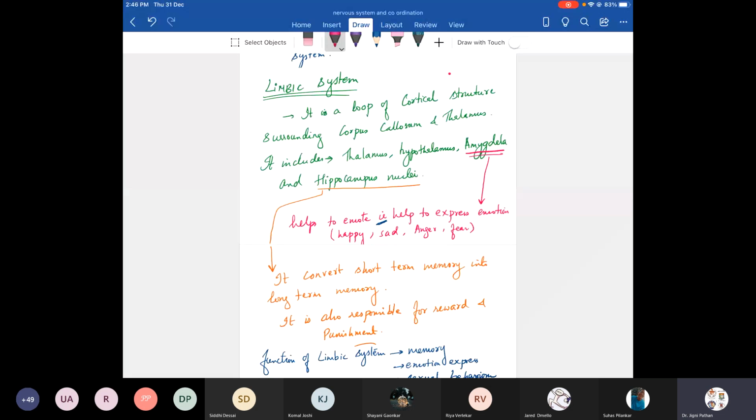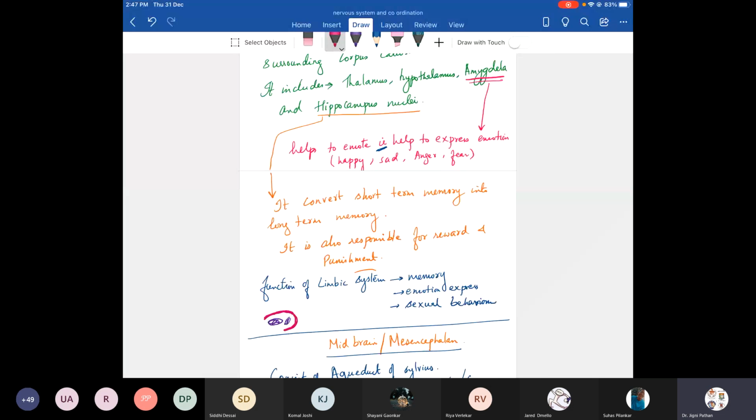What does amygdala do? It helps to emote. Emote means to express your emotion, whether you are happy, sad, angry, or fearful. Whatever kind of emotion you are expressing is due to the amygdala. Next, what does the hippocampus do? It converts short-term memory into long-term memory. For example, if some incident happened in childhood, you still remember that incident once you're an adult. That is converting short term into long term. This work is done by the hippocampus.